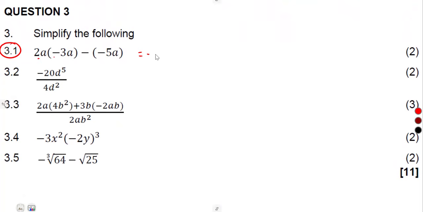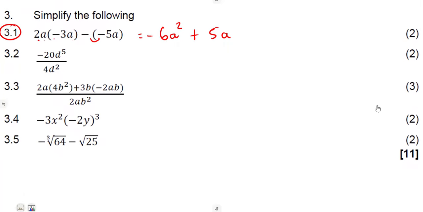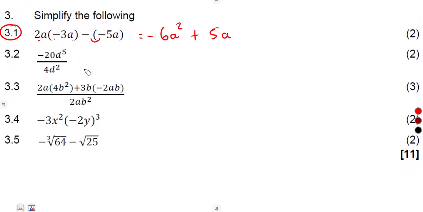2 times minus 3, that's minus 6. A times A is A squared. Minus and a minus, that's a positive, 5A. These two cannot be added. These are unlike terms. We have got different exponents. This is 1, this is 2. Unless they are of the same exponent. But as it is, you cannot simplify further.